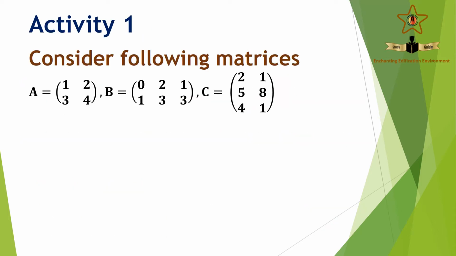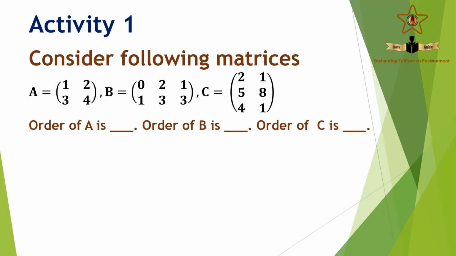A small activity. We can consider the following matrices. We have matrix A, matrix B as well as matrix C. Now how do we get the order? We write number of rows by number of columns. So matrix A's order is 2 by 2. Similarly, the order of matrix B is going to be 2 by 3. The order of matrix C is going to be 3 by 2.